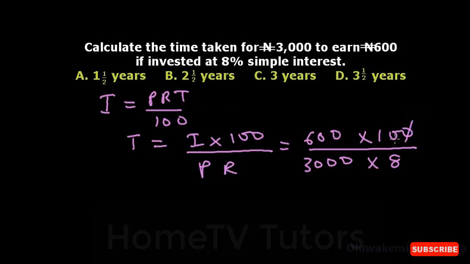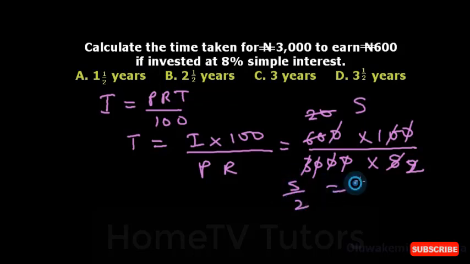So now we cross out the zeros. 0 cancels 0, 0 cancels 0. 3 in here, 1. 3 in 60, we have 20. Okay. 2 here, 4. Or rather 4 here, 2. 4 here, 5. So 5 over 2 will give us 2.5 years, which makes answer option B the right answer.